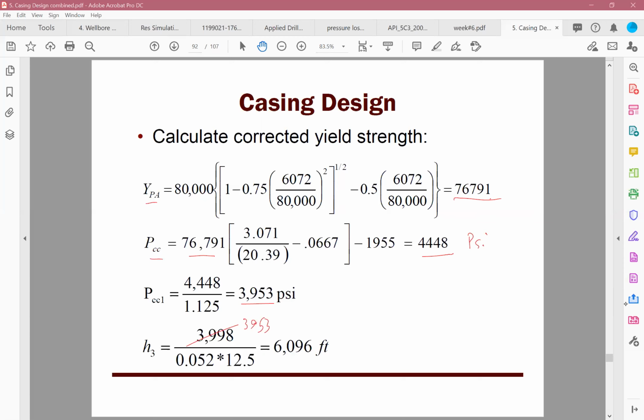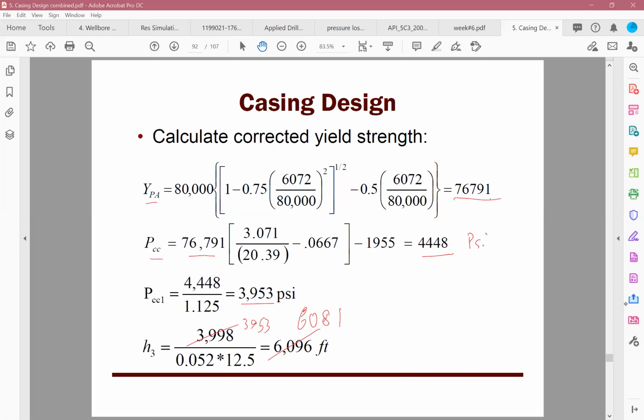3,953 divided by 0.052 divided by 12.5. That's 6,081. So this is not correct. Okay, so what should you do then? How much is the difference? It's around 15 feet, right?